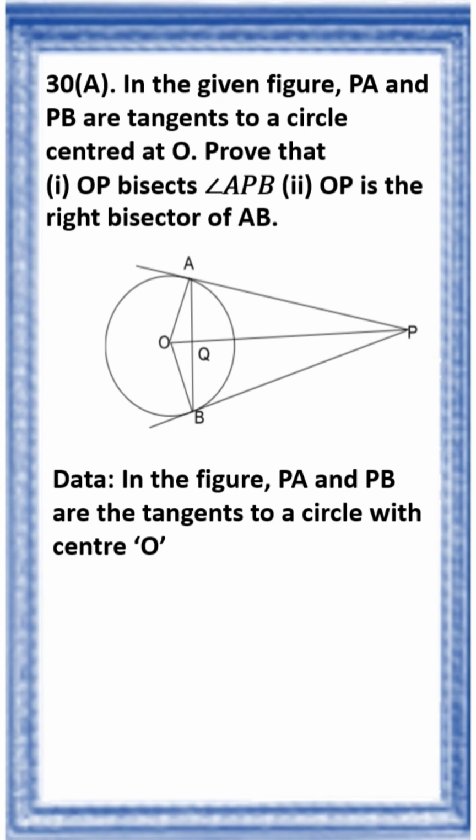What is data? In the figure, PA and PB are the tangents to a circle with center O. To prove, OP bisects angle APB means this angle. Angle APO is equal to angle BPO.